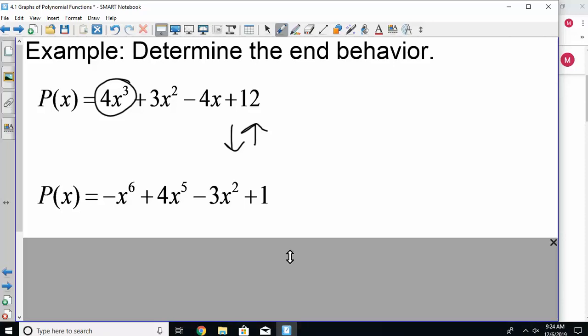Okay. If I have negative x to the 6th, I'm looking at this term. The x to the 6th, that's an even power, so what does that tell me? It's a parabola. The negative will do what? Make it upside down. So my end behavior is? Down, down.